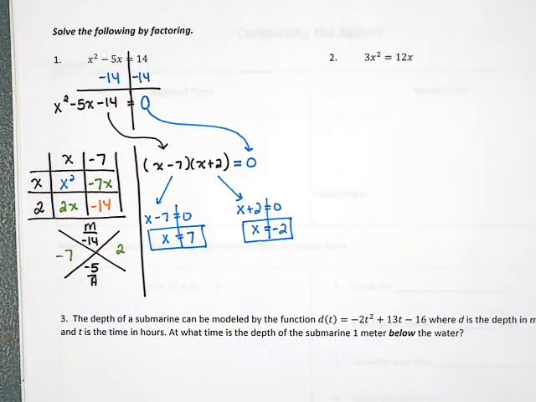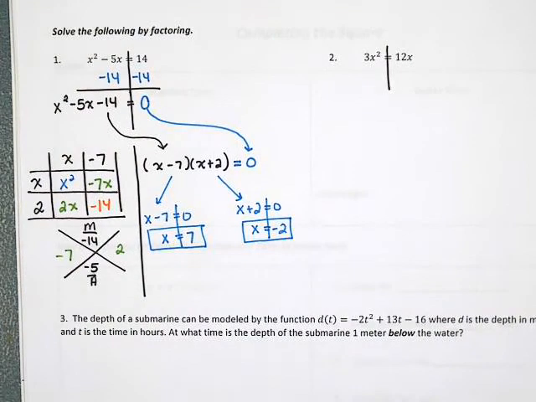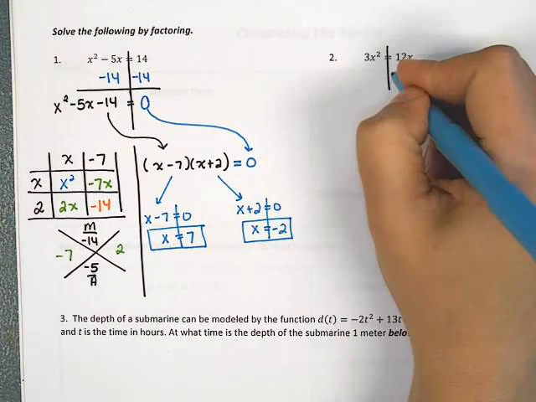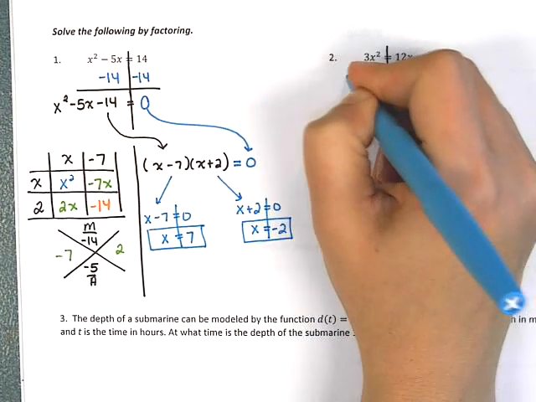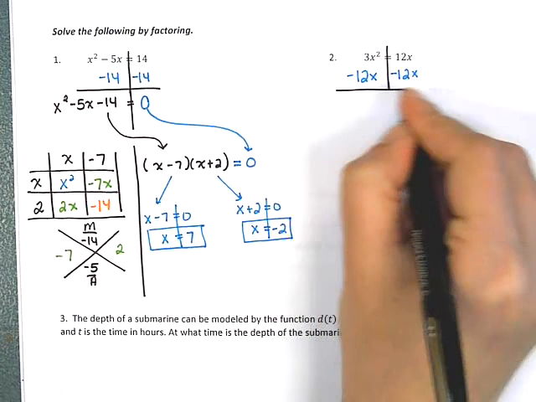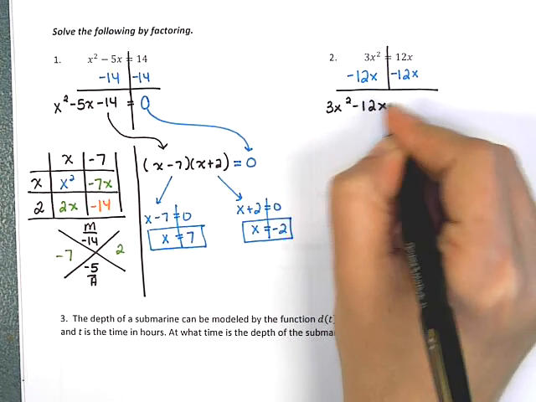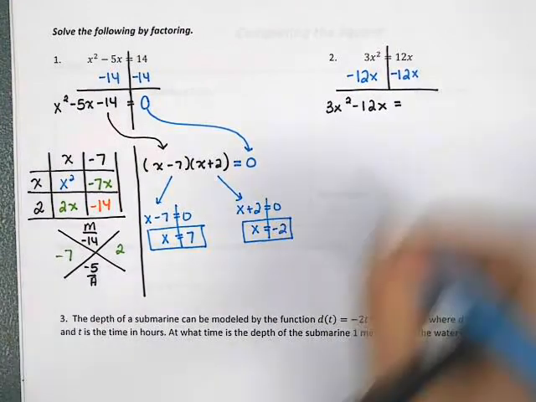For problem number 2, again, I need to rearrange this because I need my equation to be equal to 0, and right now it's equal to 12x. So I'm going to subtract 12x on both sides, which means, because there are no like terms, I get 3x squared minus 12x equals 0.